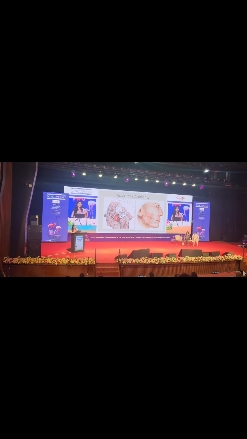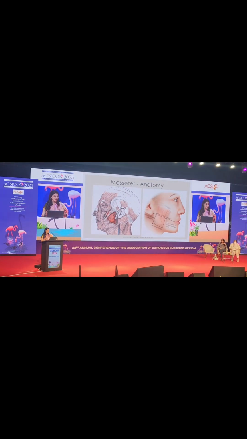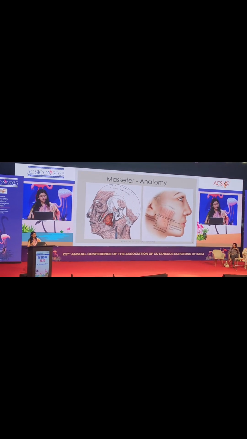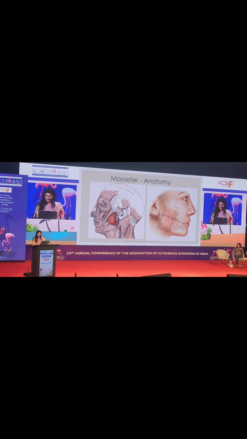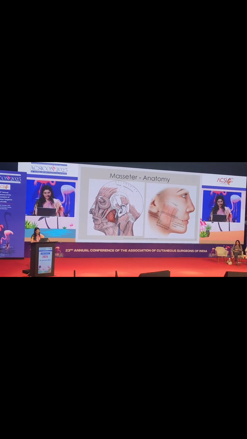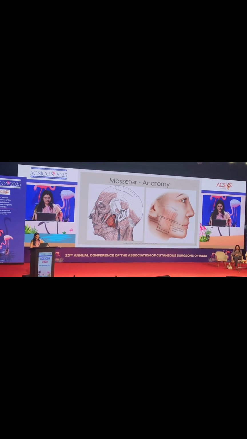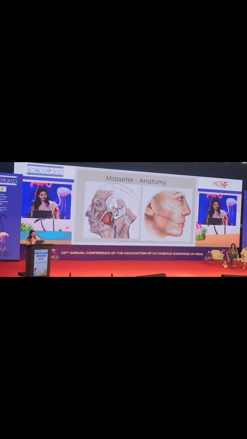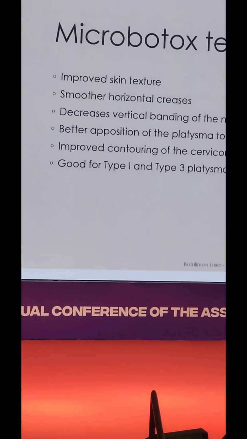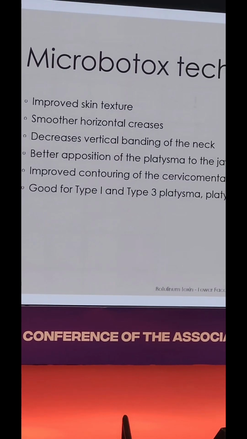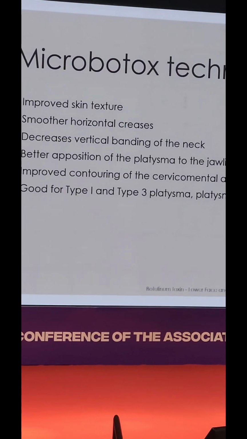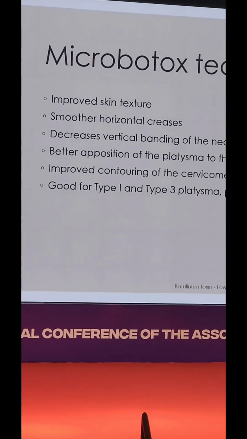We are treating the muscle with which we chew a lot, and there is masseteric hypertrophy which gives rise to a thickening of the jaw. So you can inject in the masseter, but what do we need to be careful about? But the microbotox technique will give you good skin texture and smoother horizontal creases. It will decrease the vertical banding of the neck.